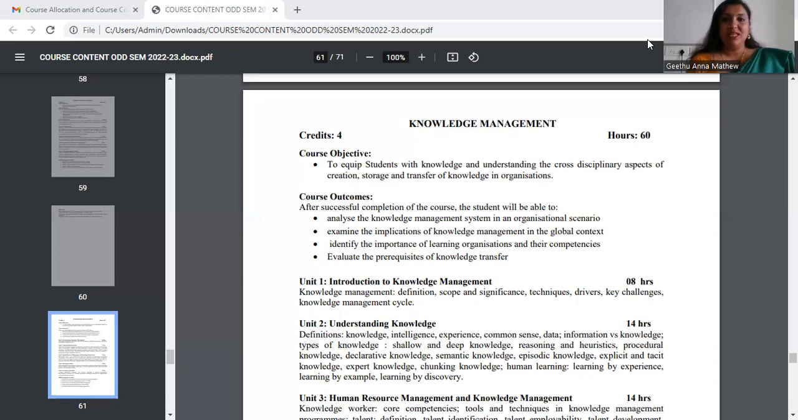So the course objective of knowledge management, as you can see, equips the student with knowledge and understanding of the cross-disciplinary aspects of creation, storage, and transfer of knowledge in organizations. In any sector, any industry, any type of organization, knowledge transfer is very essential. We might have heard that knowledge should not be kept with one particular person. It should be shared across people, across different levels in an organization.